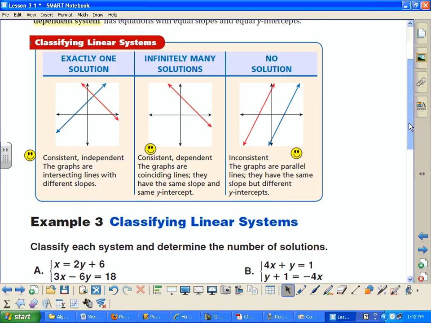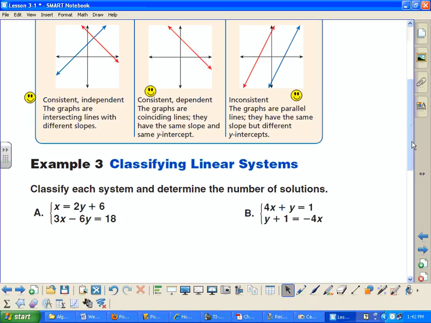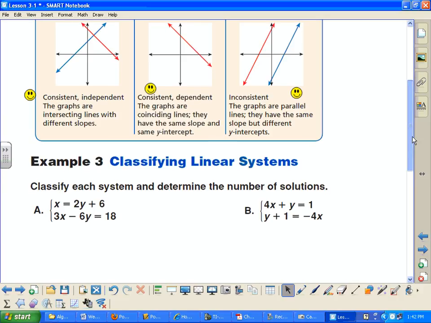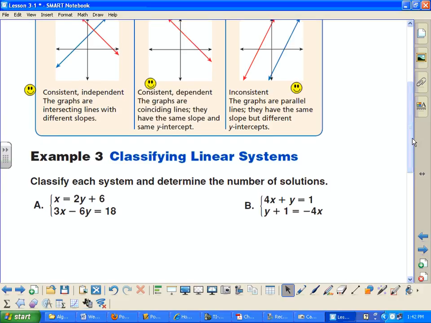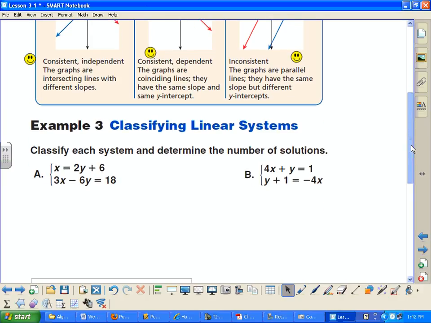All right, so what we're going to do is classify these linear systems, but to be able to do that, you got to put them in slope-intercept form. And then we'll just see, what do they have? How do their slopes compare? How do their y-intercepts compare?